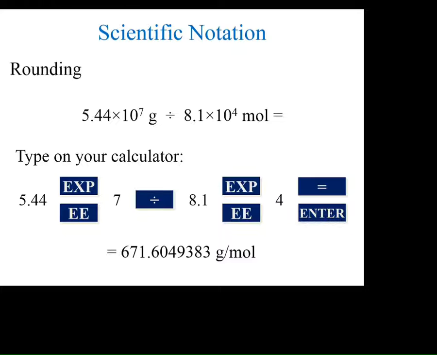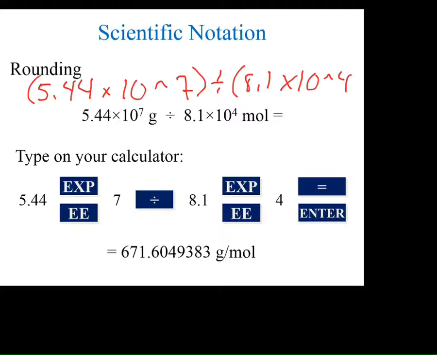This is much easier than writing out the whole thing, right? Doing 5.44 times 10 to the 7th. Oh, wait, I forgot. Parentheses, divided by parentheses 8.1 times 10 to the 4 parentheses. That takes forever, right? This is only 1, 2, 3, 4, 5, 6, 7 keys. This is like 15 keys. Plus you're going to have much more room for error the more keys you have to enter. So this is your new friend, the exponent key.